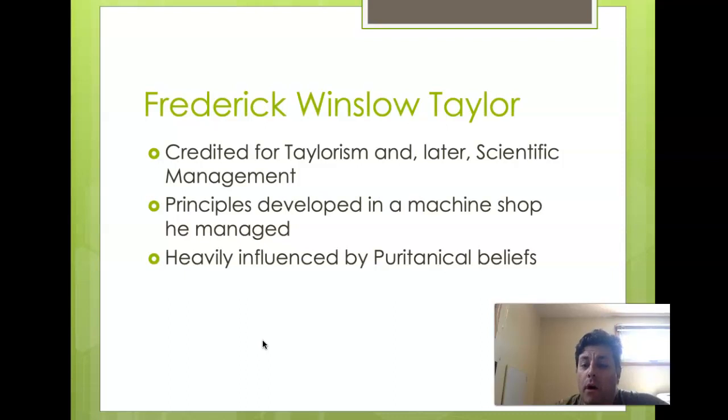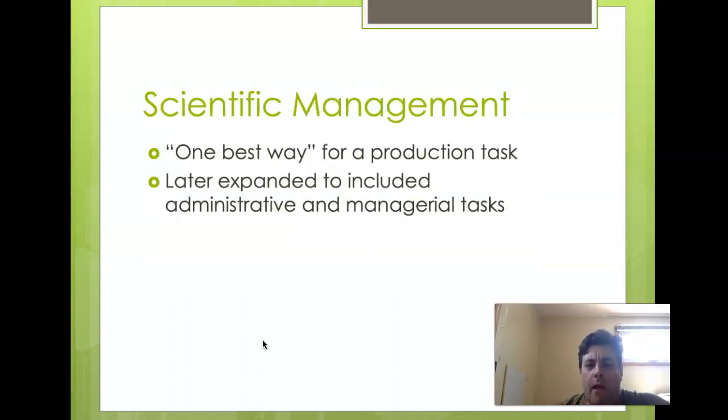But he believed that work was noble, and it helped pave the way to salvation and religiosity and sort of God's kingdom. So he had very strong religious beliefs that influenced his work, and he believed that by helping workers work more efficiently, he was actually proselytizing, sort of bringing them closer to God, so to speak.